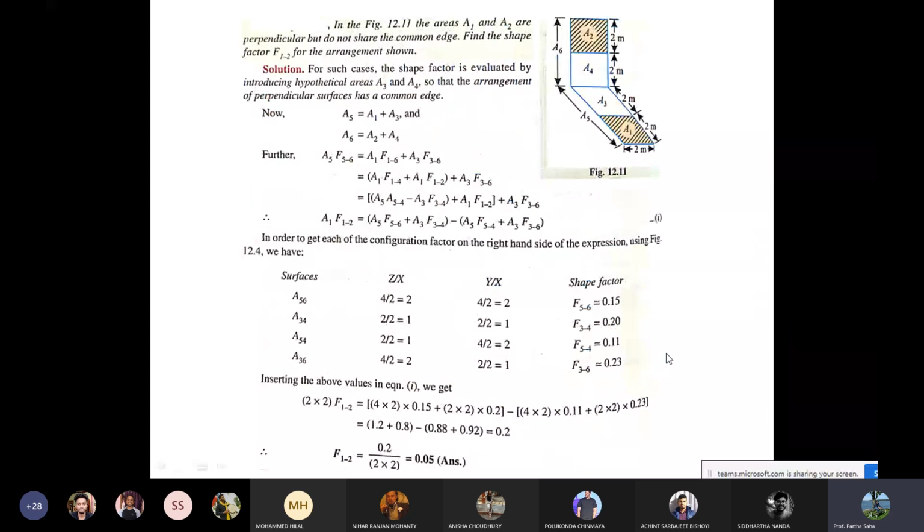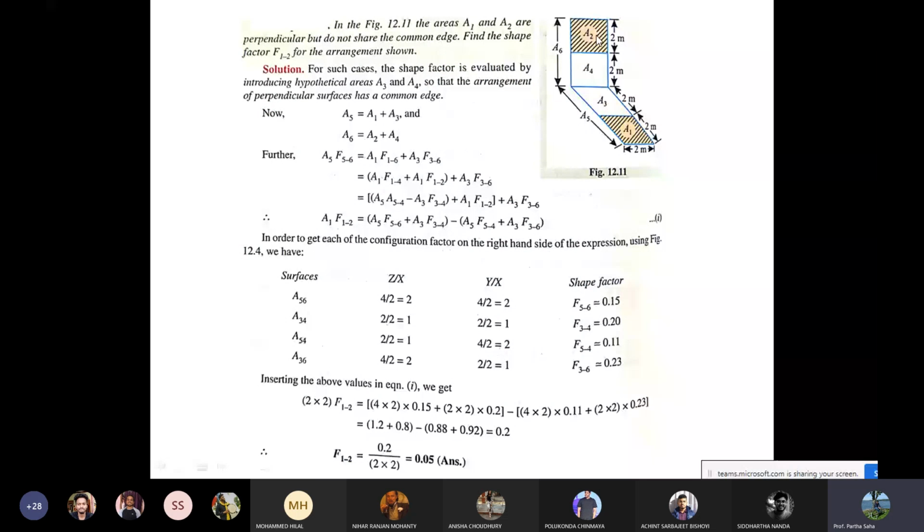This is another example in figure 12.1. The areas A1 and A2 are perpendicular but do not share a common edge. Find the shape factor F12. So you have to calculate the shape factor F12. That is the radiating surface here, the hatched area A1, to this surface, F12.